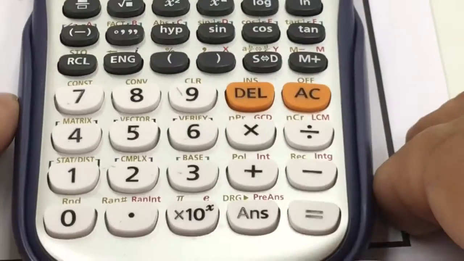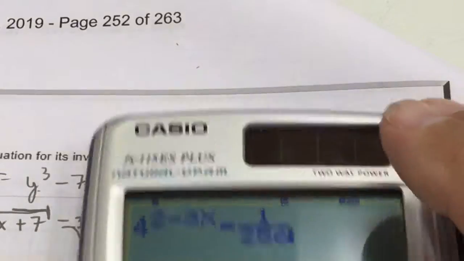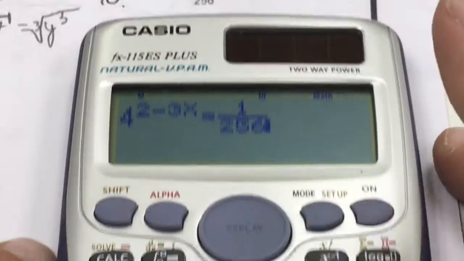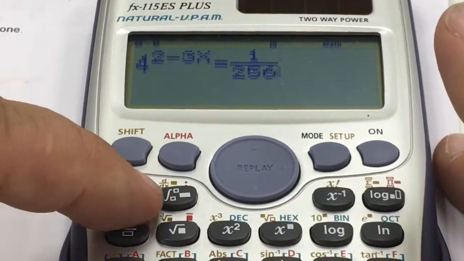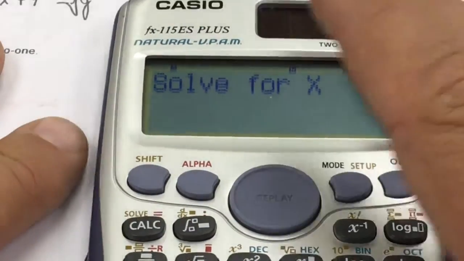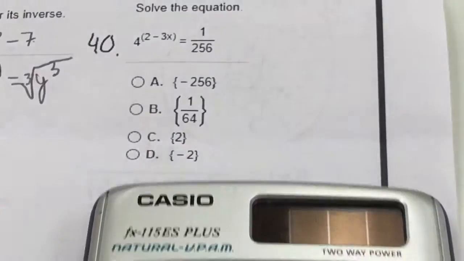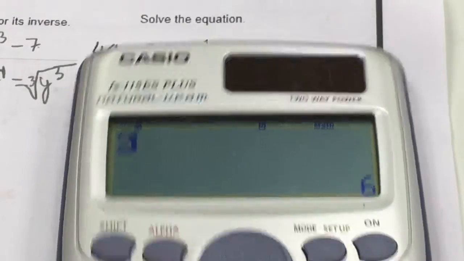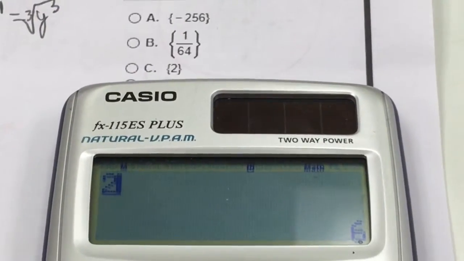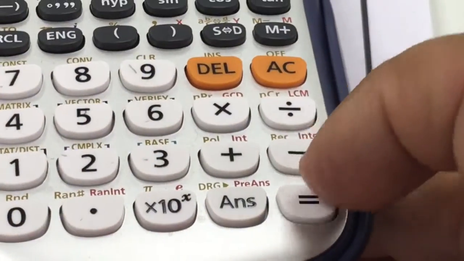Now, don't hit equals yet. You want to solve it. See how it says solve the equation? So I'm going to hit shift solve. Now, it's asking me to guess. So I'm going to look at their choices, and I'm going to guess 2, because 2 is one of the answers. If I guess right, it's going to do it really quickly. Now that I typed in 2, finally, hit the equals button.